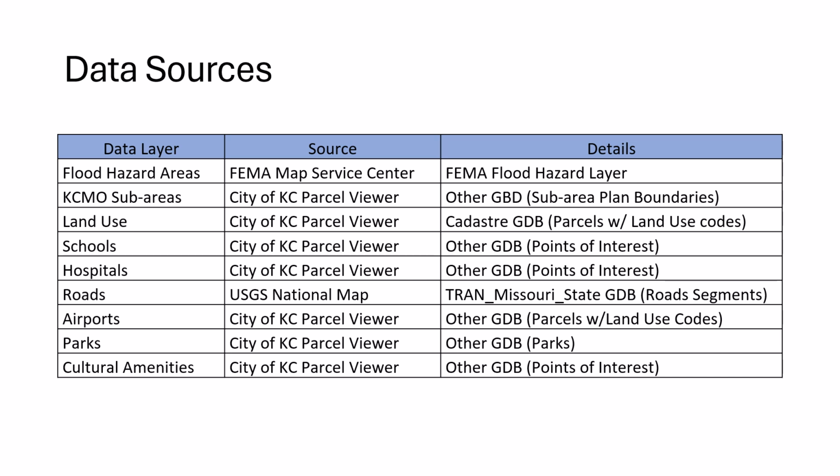They have a parcel viewer where you can download GIS data. That includes parcel data, but they also have a layer called points of interest, which contains things like schools, hospitals, cultural amenities, and others. I was able to pull those out of that points of interest data layer.